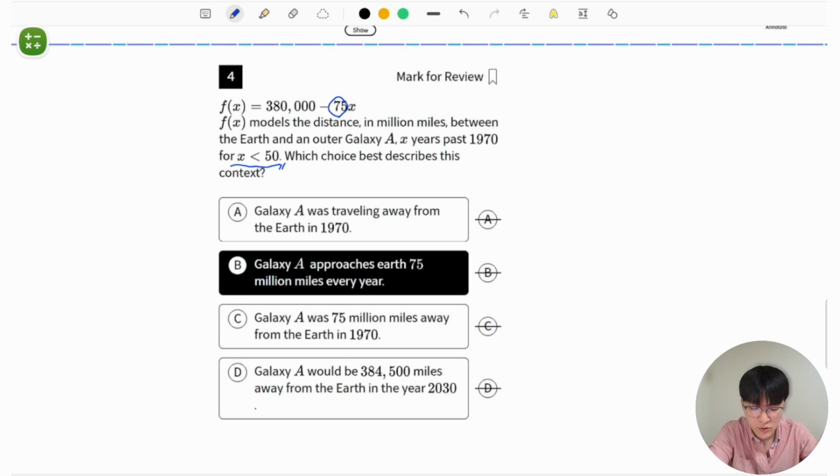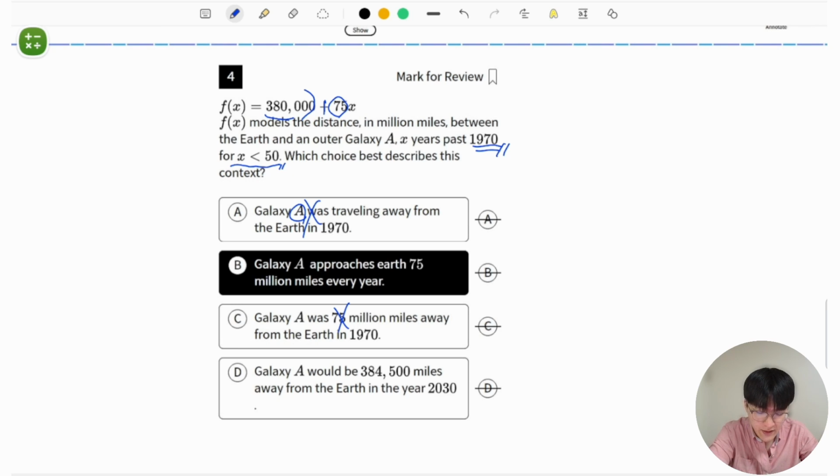Let's actually take a look at answer choices and see what we can eliminate. Let's look at answer choice A. Galaxy A was traveling away from the Earth in 1970. Is it moving away? If it's moving away, then this value had to be a positive value. Distance is getting farther. So that is incorrect. Answer choice C. Galaxy A was 75 million miles away from the Earth in 1970. Is that true? 1970 is when x is equal to 0, and therefore it was actually 380,000 million miles away. Oh, sorry, that is incorrect.